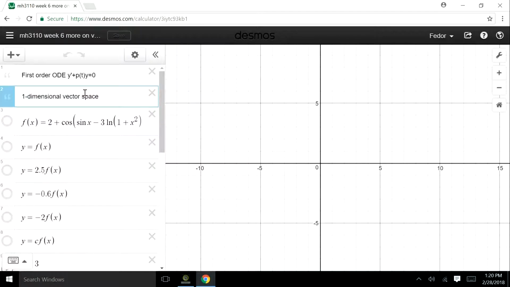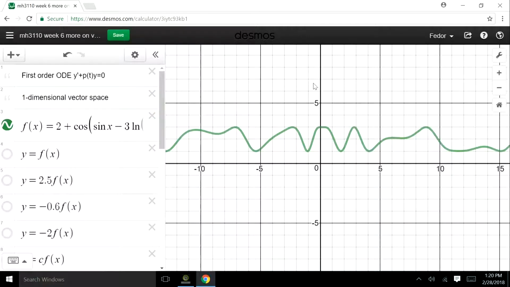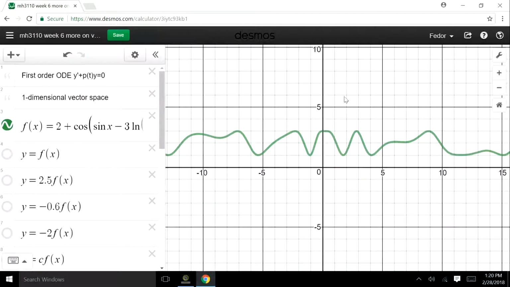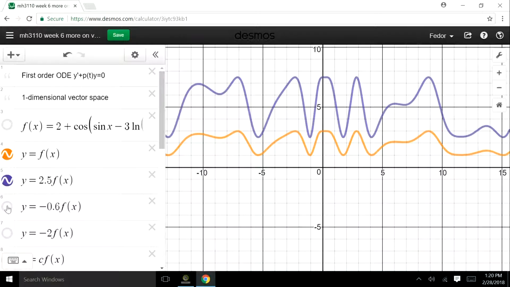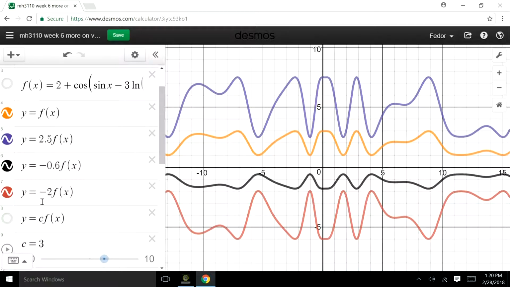But a linear combination of just one vector, well, suppose that this is our basis. So our basis is some specific solution of the differential equation, but then any other solution is going to be some constant times our specific solution. So for example, this or this or this. So in other words, all solutions are constant multiples of each other.